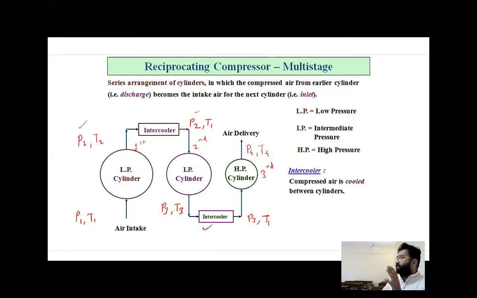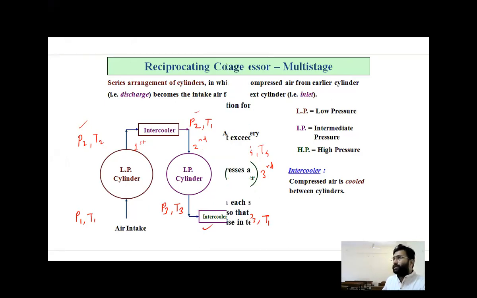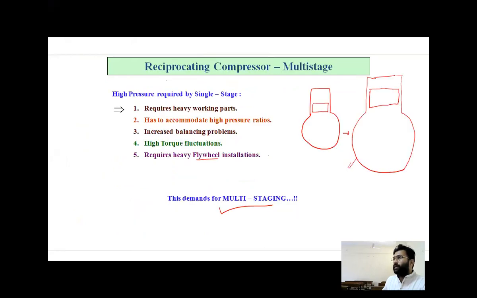Okay, so this is what we started last lecture, multi-stage compression, right? So what is the need of multi-stage compression? There were some limitations of single stage compression. What limitations are there? It requires very heavy parts if you are employing the same compressor for higher pressure ratios. Single stage compressor limitations are like 0 to 6 bar or 7 bar.